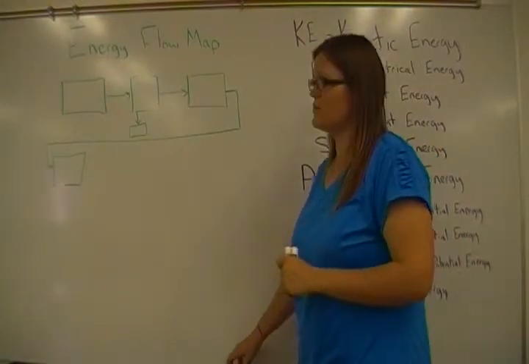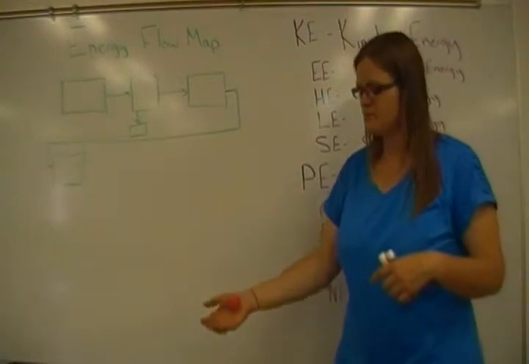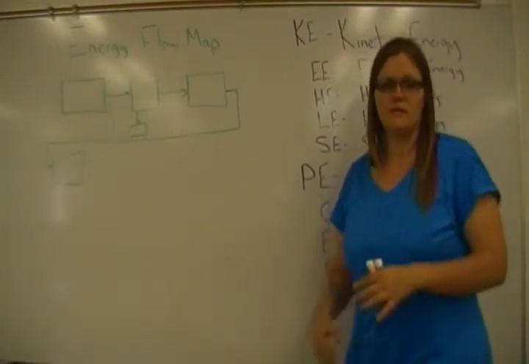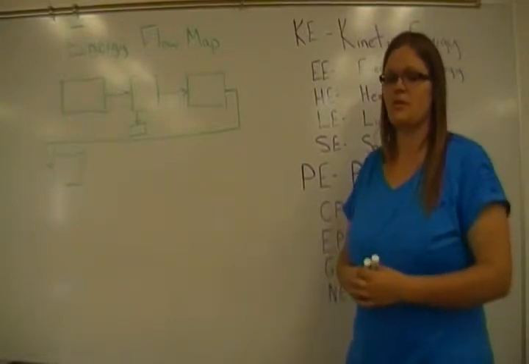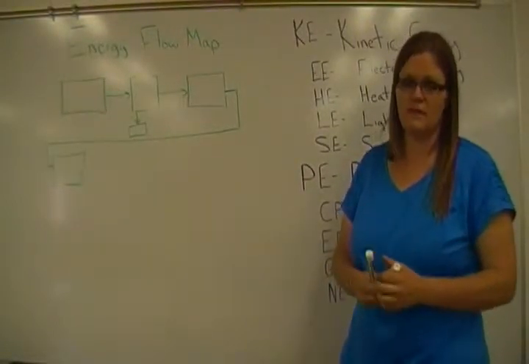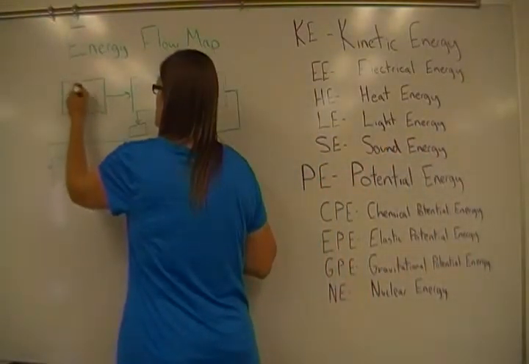So the example that I'm going to use is me throwing this bouncy ball into the air. Now I could start in multiple places in the energy flow, but I'm choosing to start with the chemical potential energy that I get from my food. So I fill in chemical potential energy.